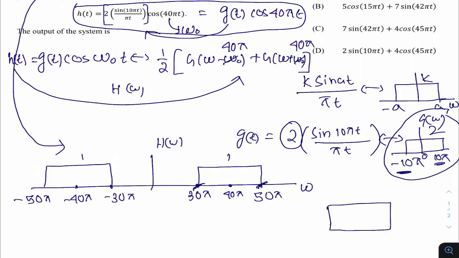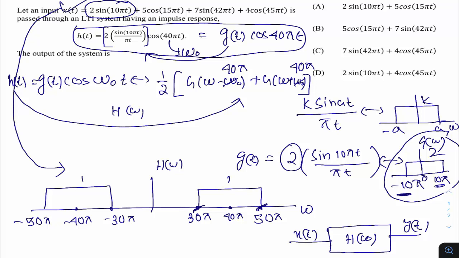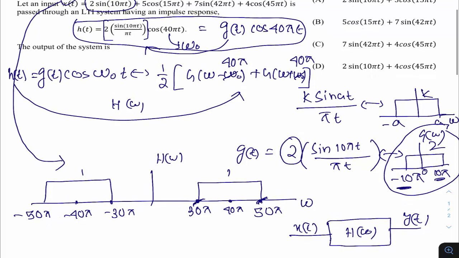So this is the filter, whose characteristic is h of omega, and to this the input is x of t. So now we are trying to find this y of t. This x of t expression is given in the question, right? This is the x of t expression, and this is the frequency response h of omega. So now I am checking what we will get at this output y of t.